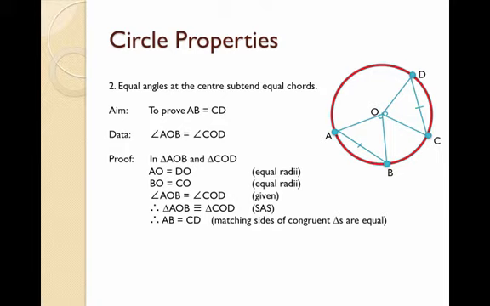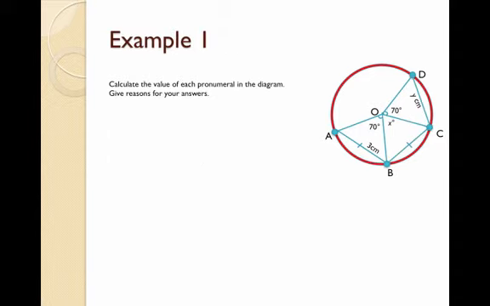We'll end this video by looking at a simple example that will allow us to use what we've just learned. Our example asks us to calculate the value of each pronumeral in the diagram, giving reasons. We notice that we have to find the angle x degrees and the side y centimeters. At this point you should pause the video and try to reason out the values of x and y.